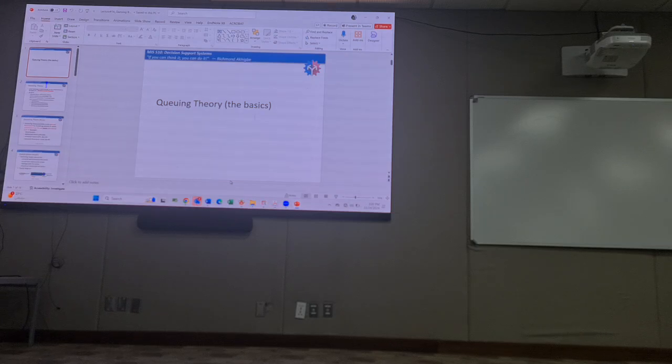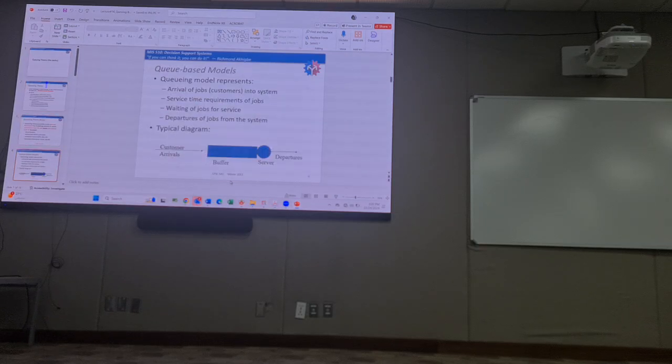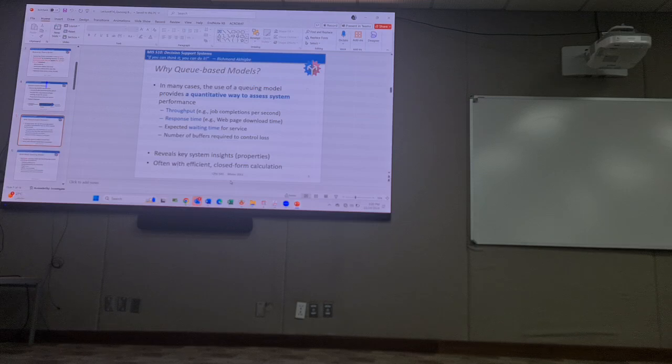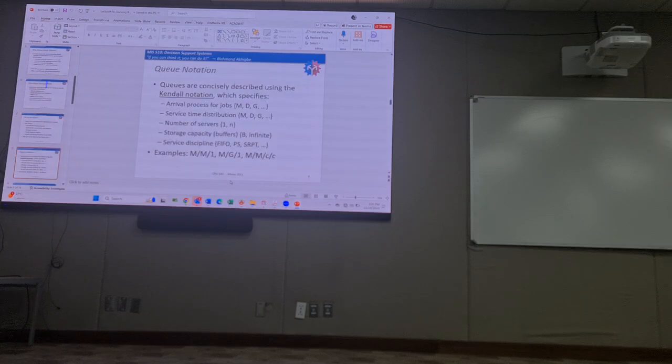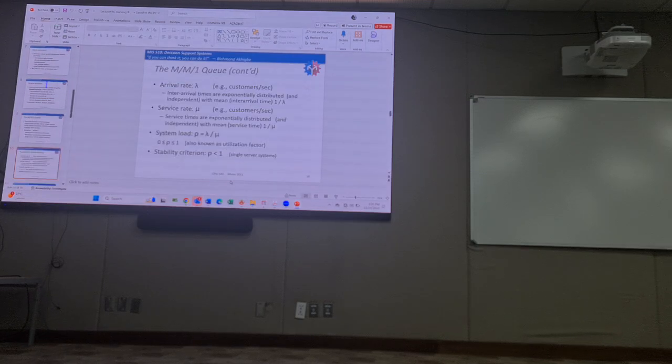Okay? So do you remember I talked about this M/M/1 queue? I hope that you remember something, and there was a formulation discussed. Lambda was the arrival rate, which was customers per second, per minute, per hour, per unit time. Right? Do you remember that?